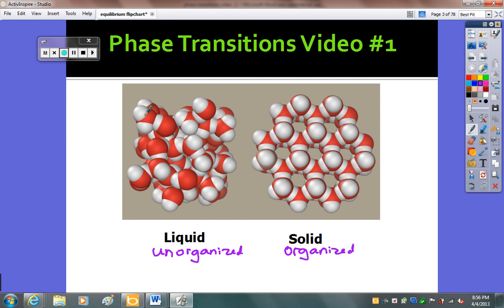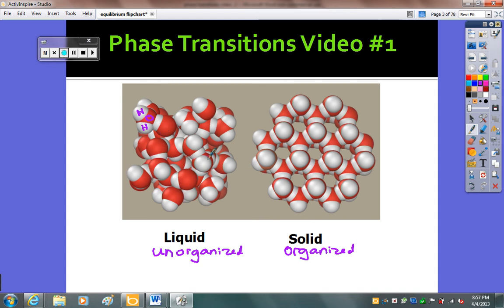Now, in this case, you have a water molecule. See how you have the oxygen and 2 hydrogens. This organization comes not from more bonding, but from more intermolecular forces from one molecule to the next. In this case, the intermolecular force is hydrogen bonding, but it could be any kind of intermolecular force: hydrogen bonding, dipole-dipole, or van der Waals.